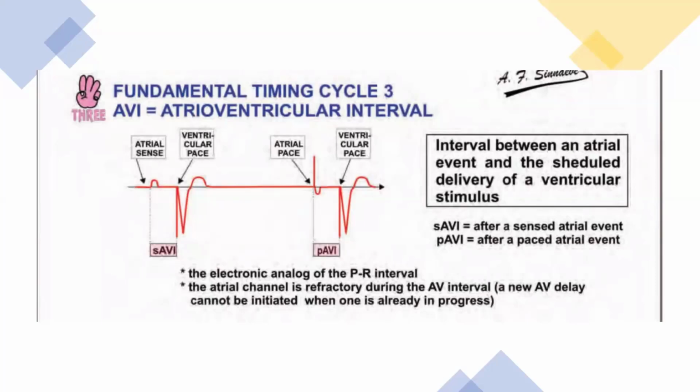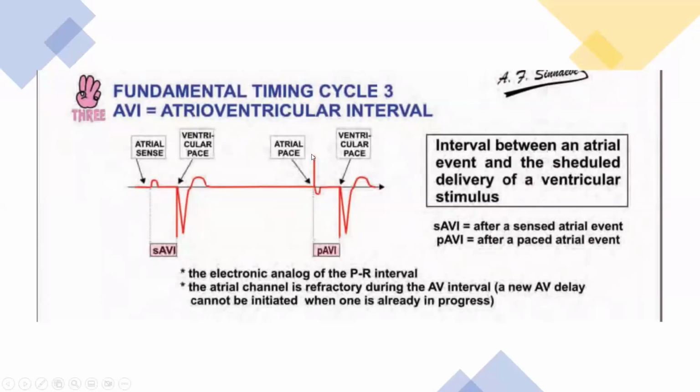So if the device senses a normal P wave in a patient with normal sinus node function, it will sense the P wave and will start the interval. What's meant by interval? It will count for some time. If this time ends without a QRS complex, the pacemaker will fire the ventricular channel. It's like the PR interval in normal hearts.